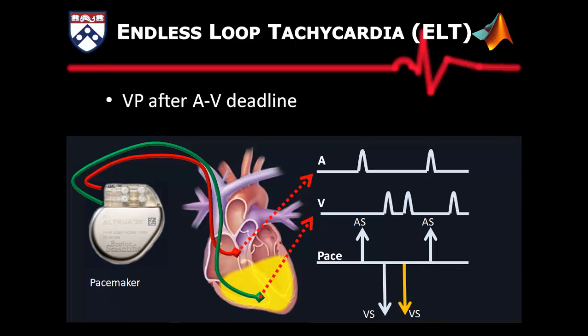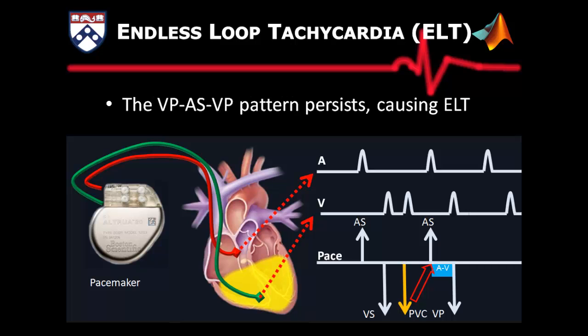However, with a pacemaker, the atrial sense triggered by the atrial contraction will trigger a ventricular pace after the programmed AV interval. The ventricular pace will trigger another backward conduction, which will trigger another atrial sense. The ASVP pattern will persist, and that's why it is called endless loop tachycardia. The electrical signal travels between the heart and the pacemaker in an endless loop and increases the heart rate inappropriately, which can potentially injure the patient.